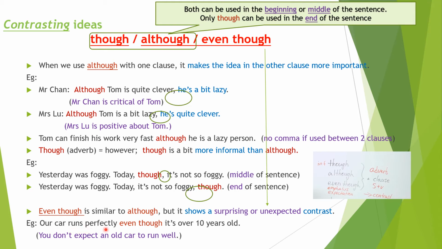So it's showing a surprising or unexpected result. You don't expect an old car to run so well. So the meaning is just a little bit different, comparing even though to although. Surprising result for even though. All right, next slide.